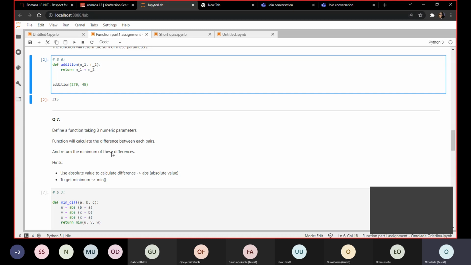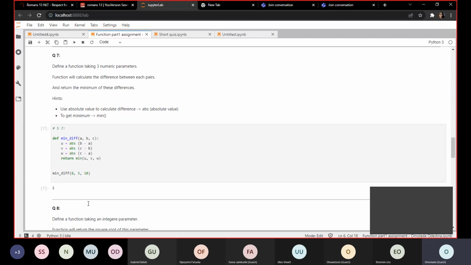So when you take the differences between each pair, you have to return the minimum, the smallest. So now we are taking in 3 numeric parameters. Say we have numbers A, B, C. I know I'm using A, B, C to give names to my parameters, but remember they are numeric parameters. So when you are calling the function, you're not putting A, B, C, you're putting numbers. This A, B, C here is just to give a name to the parameters. They are not the actual parameters. You understand? So when you are calling your function, you are putting in numbers. It can be floats, it can be integers, but they are numeric.